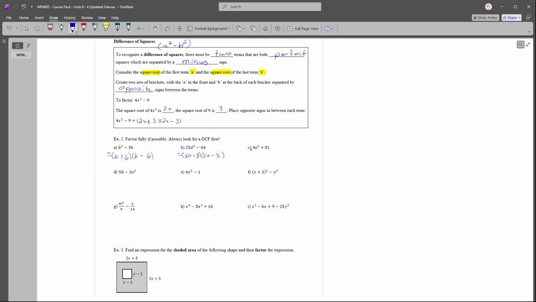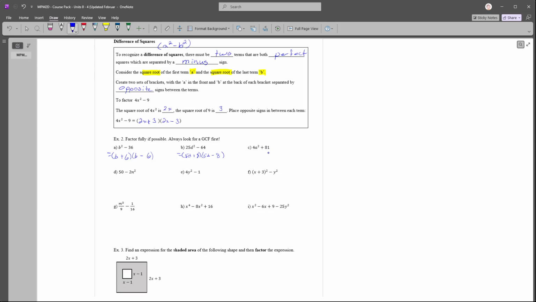Let's see if we can factor out a greatest common factor. Do we have to worry about it though? We can factor out a 2. That's going to give us 2a squared plus... No, we can't even factor it because 81 doesn't divide by 2. So we can't do that.